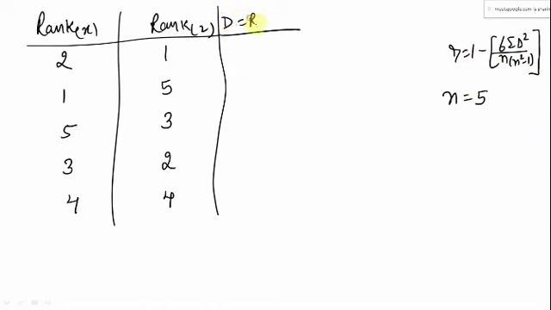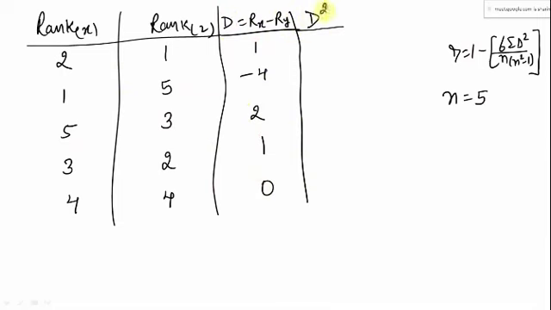So d is equal to rank of X minus rank of Y. 2 minus 1 will be 1. 1 minus 5 will be negative 4. 5 minus 3 will be 2. 3 minus 2 will be 1 and 4 minus 4 will be 0. Is it clear? Yes, sir. Now we will take d square, the square of all these values. So 1 square will be 1, negative 4 square will become positive 16, 2 square will be 4, 1 square will be 1 and 0 square will be 0. Any problem? No, sir.